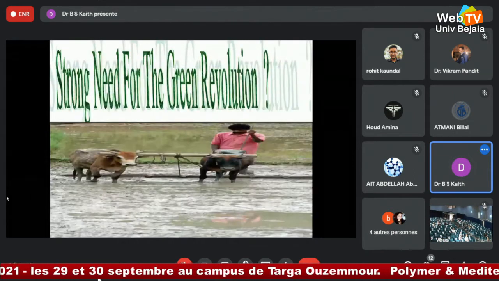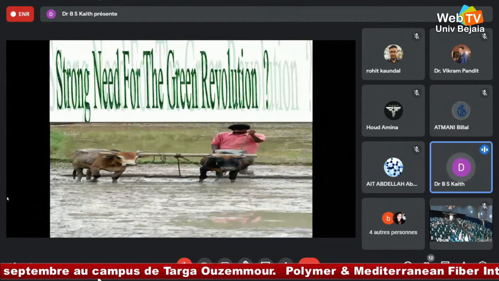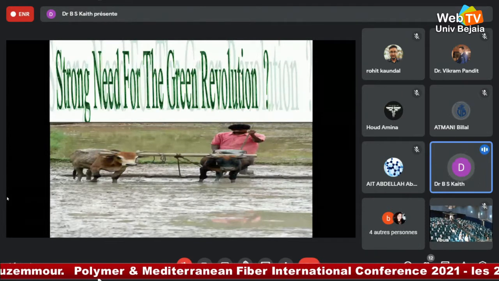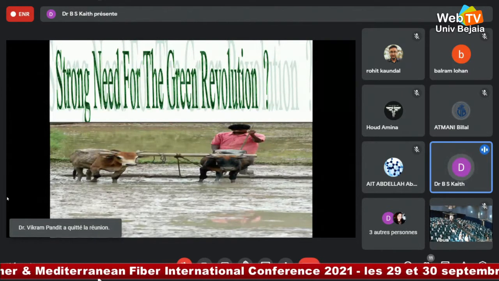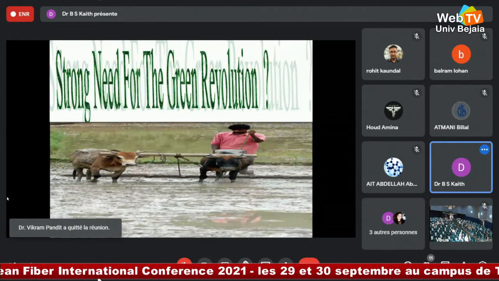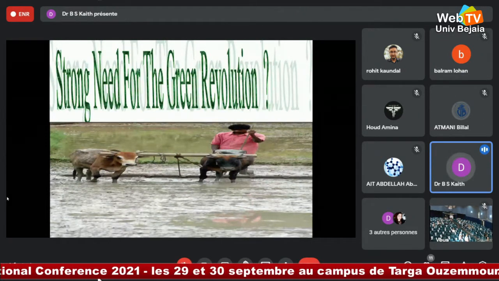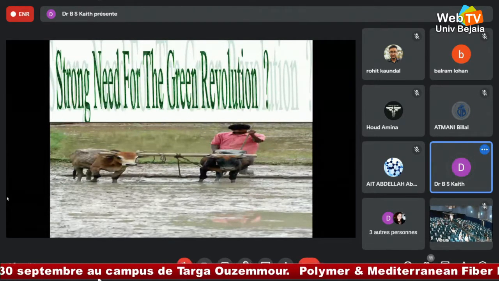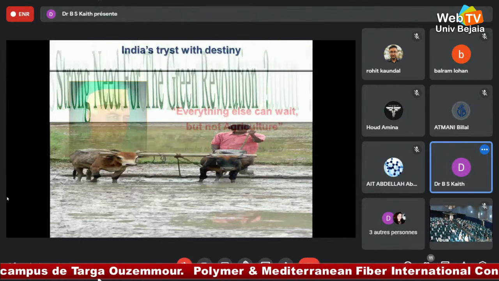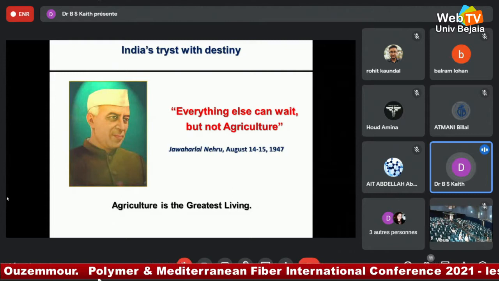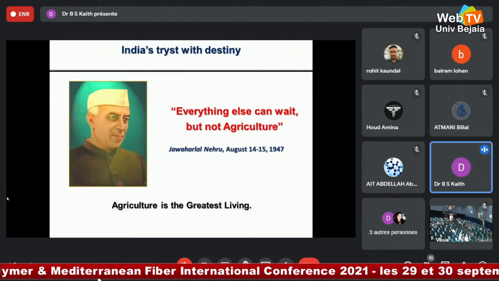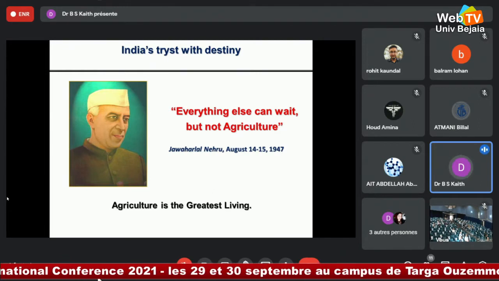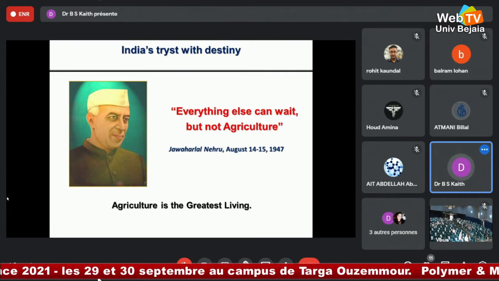I will talk a little bit in terms of the Indian context also. Immediately after independence in India, there was a strong need for a green revolution. Because of that, a lot of food scarcity was there, and everyone was thinking that there must be a green revolution in the country. The first Prime Minister of India, Mr. Jawaharlal Nehru, said, everything else can wait, but not agriculture. You know, agriculture is the most important parameter for the economy of any country in the world.